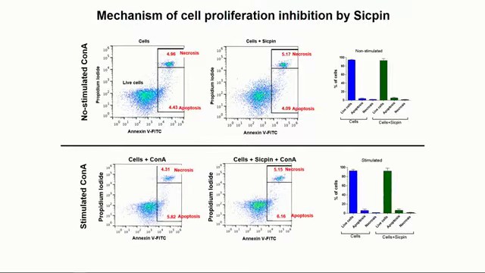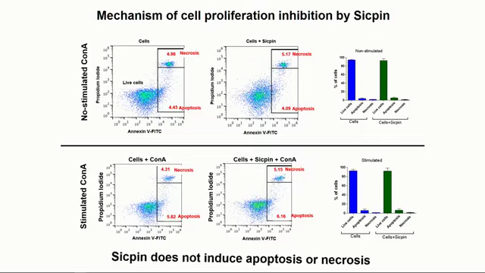Now, if you stimulate the cells and do exactly the same experiment, you can see that the percentages of apoptotic and necrotic cells are pretty much the same as the control. So that tells us there is no killing of the cells. And we also know there is no killing of the cells because we did a different experiment. When you incubate the cells with SigPin for 20 hours, then remove it, wash the cells and put them to proliferate, they proliferate again.